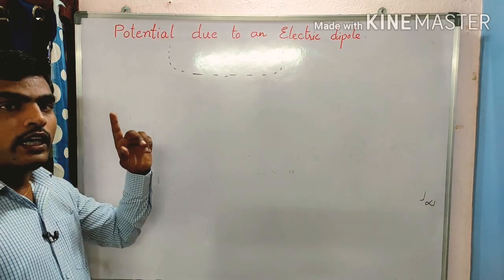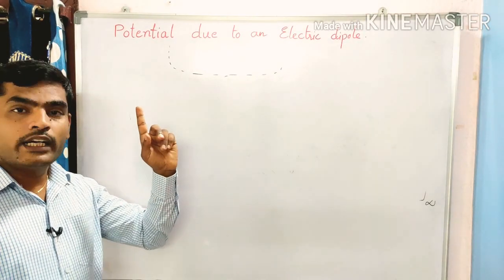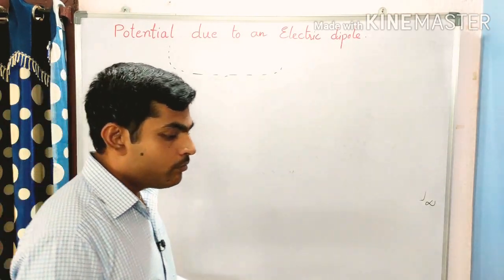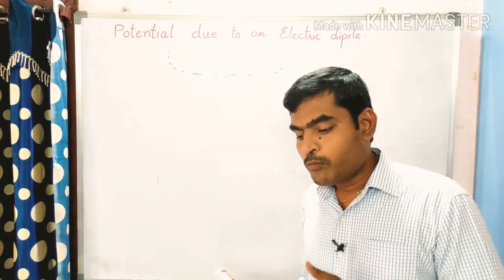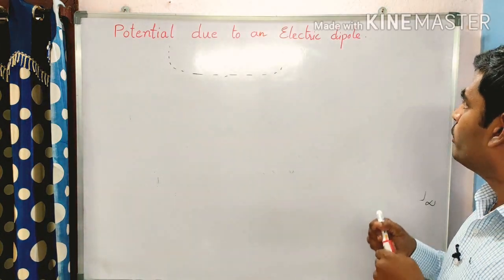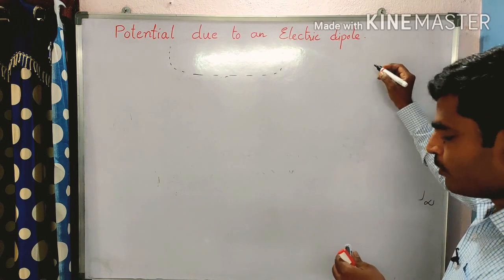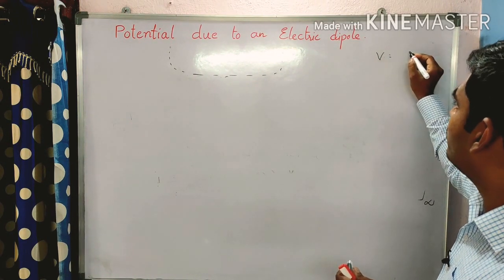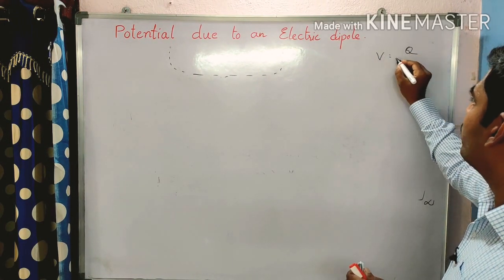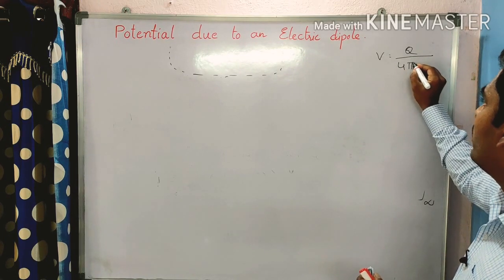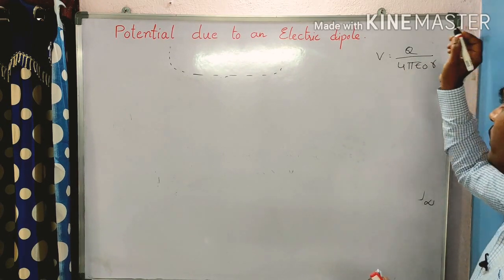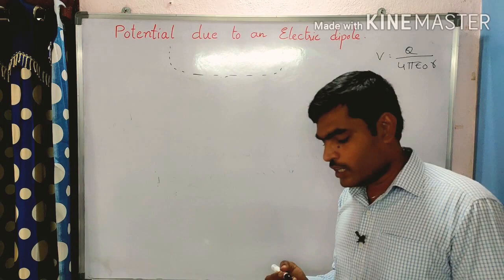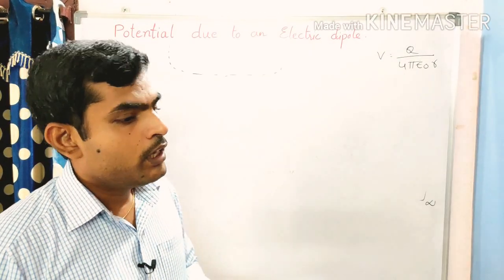Okay, now we will learn potential due to an electric dipole. Previously what we learned? We learned the potential due to a point charge. What is the potential due to a point charge? V is equal to Q by 4 pi epsilon naught R. V is equal to Q by 4 pi epsilon naught R is the potential due to a point charge.